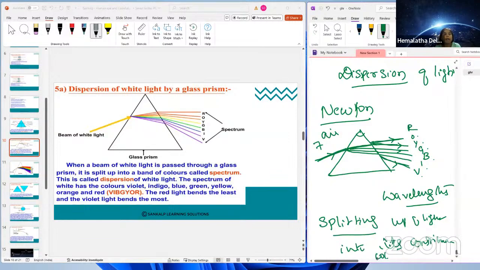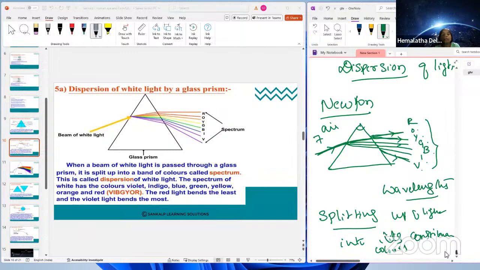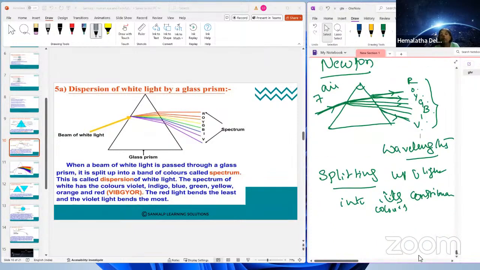These constituent colors are known as the spectrum of light. Spectrum means a combination of different colors, different wavelengths. That's why it is known as a spectrum of light.